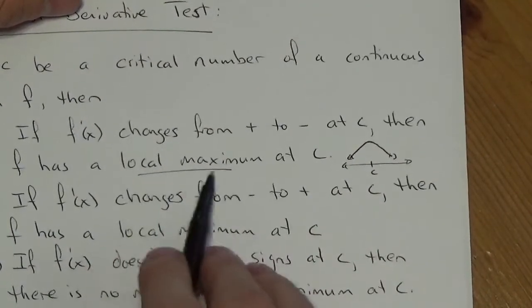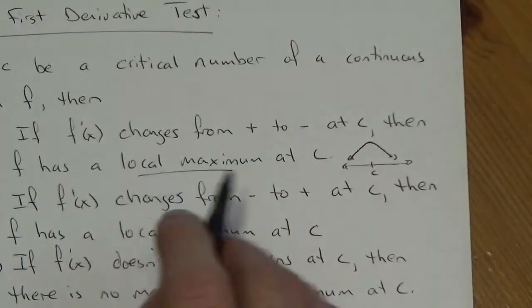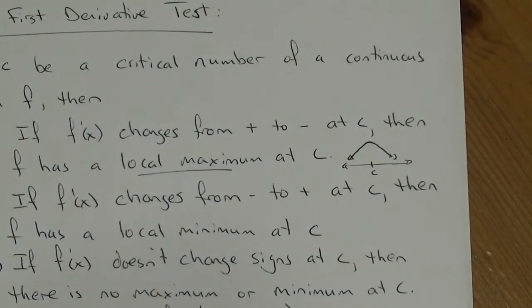And specifically a local maximum, remember, because we can approach it from both sides. And that's key if it's a local maximum. And that's what we're talking about right here. Rules are a little bit different at endpoints.